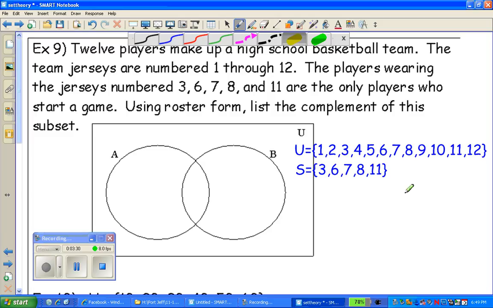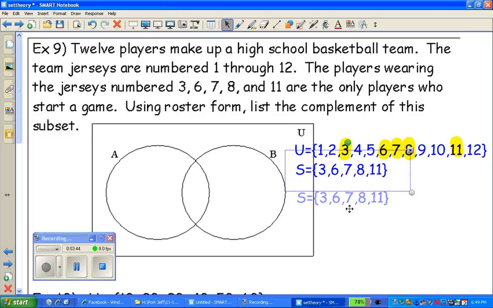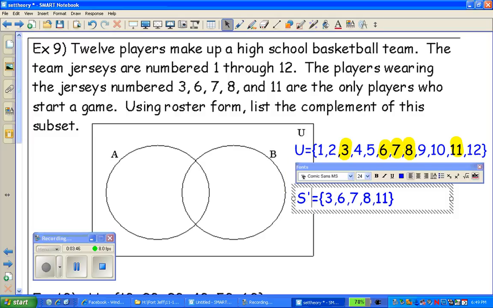To determine the complement, I need to look and see that 3, 6, 7, 8, and 11 are my starters. They're used. The ones that are remaining would be the complement of the subset, or the complement of set S. So I'm going to go ahead, and this time I'm going to use that little apostrophe mark, and I'm going to list all the leftovers. It's all the elements that haven't been used.